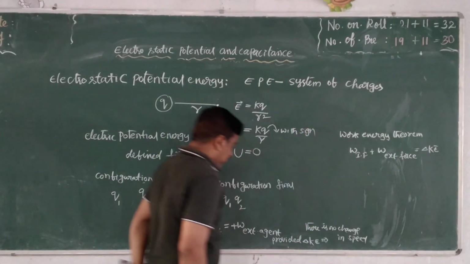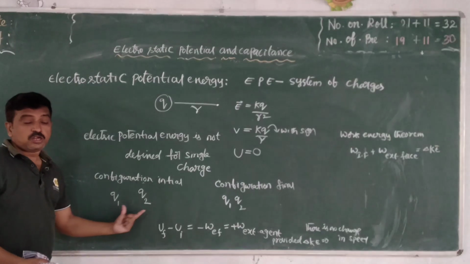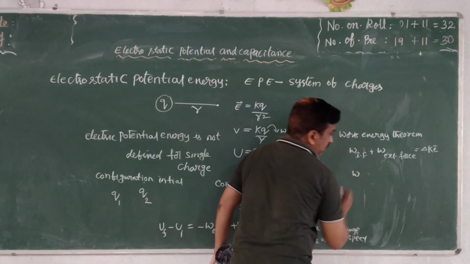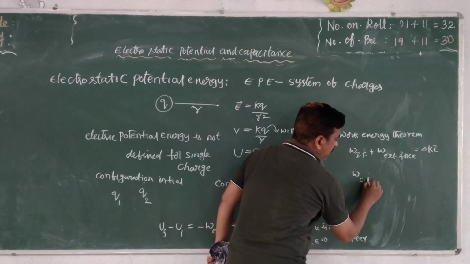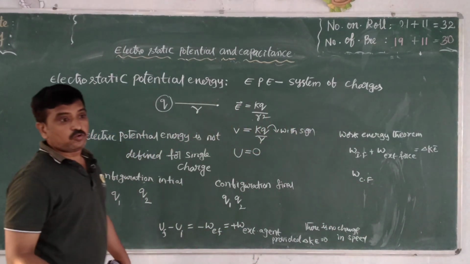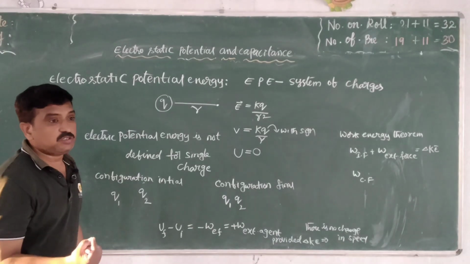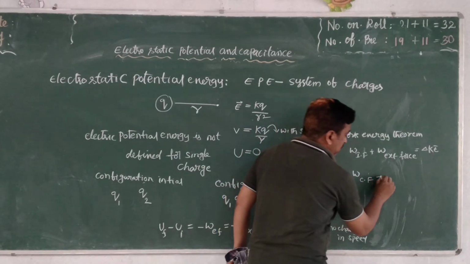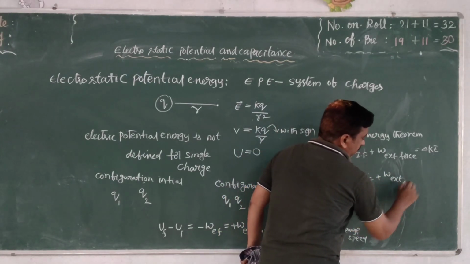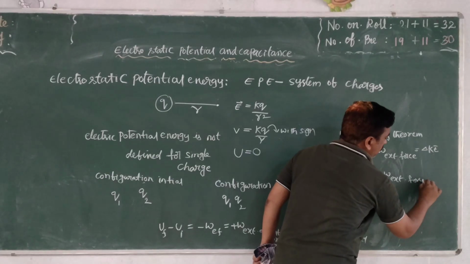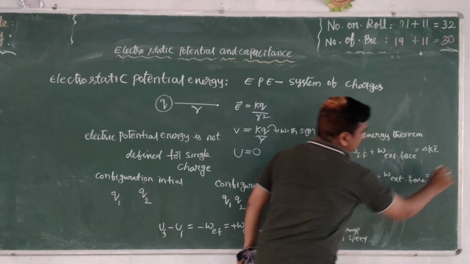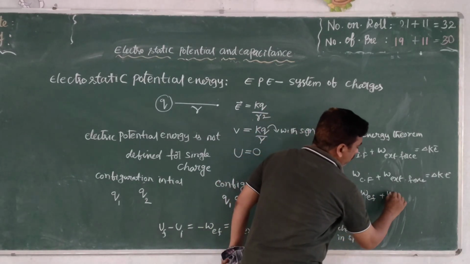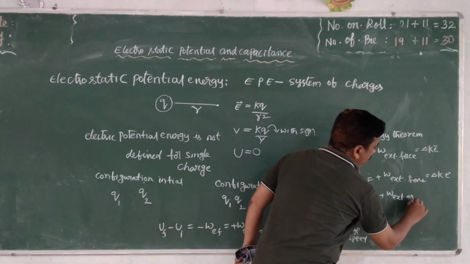What are the internal forces here? Between the charges, the internal force is the electrostatic force. So we can write it as a conservative force. Why conservative? It depends only on initial and final position, and does not depend on path. That's why the internal force is a conservative force. Plus external force, equal to change in kinetic energy. Here, work done by conservative force, the electrostatic force, plus work done by external agent or external force.